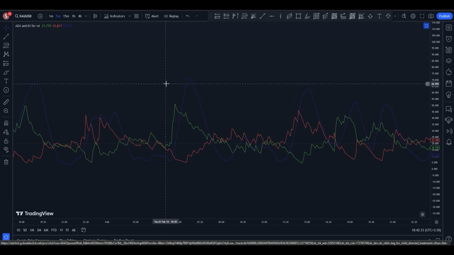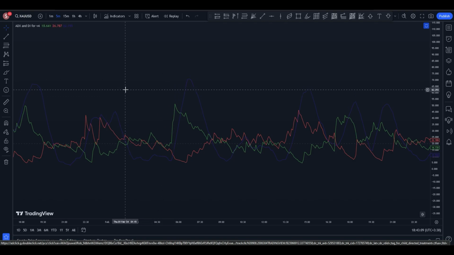Plus DI. This is the line that shows the positive directional movement, or the upward pressure on the price. It's calculated by comparing the current high with the previous high and smoothing the result over a period of time, usually 14 bars. The higher the plus DI, the more the price is moving up.